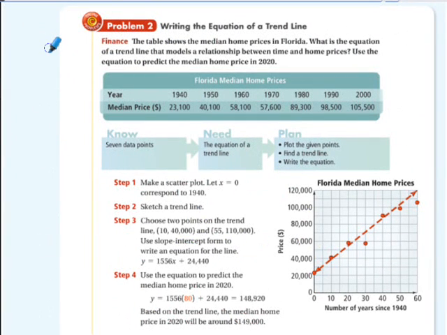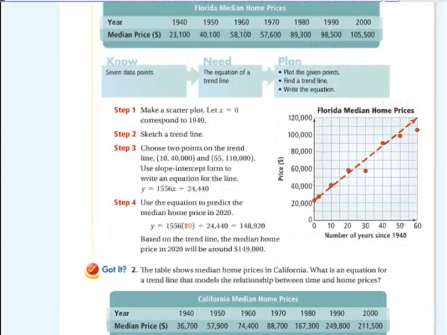So writing the equation of a trend line. What we're going to do now is take this trend line that we draw in, and pick some points off it so that we can write an equation. We just worked with point slope form and slope intercept form, so this should be pretty easy to do based on what we've already done. So let's take a look at this one.